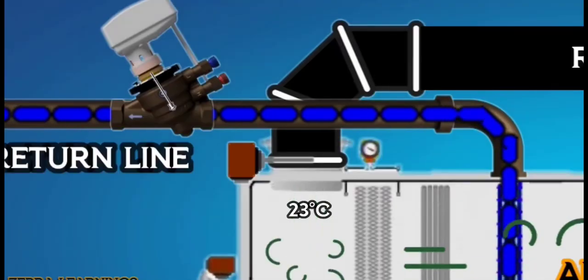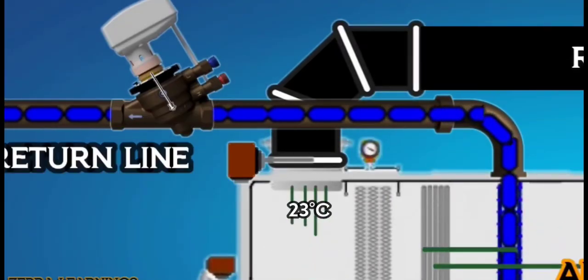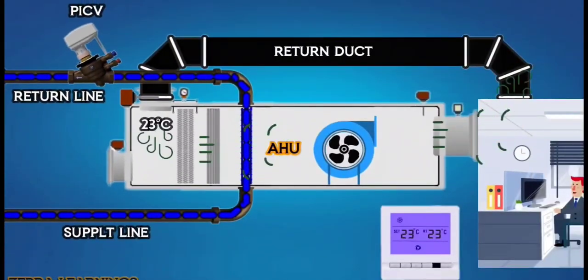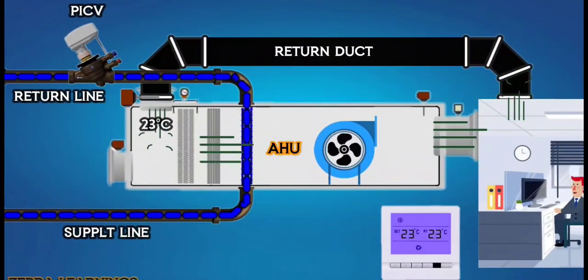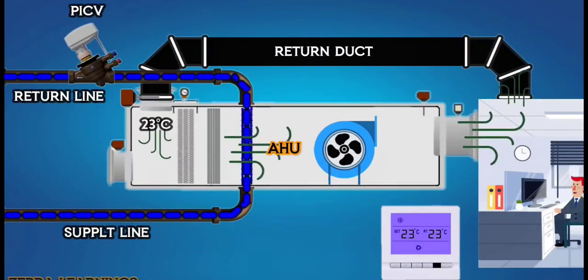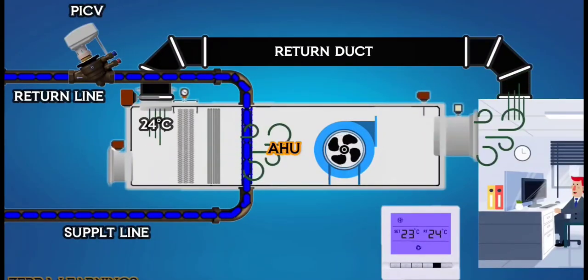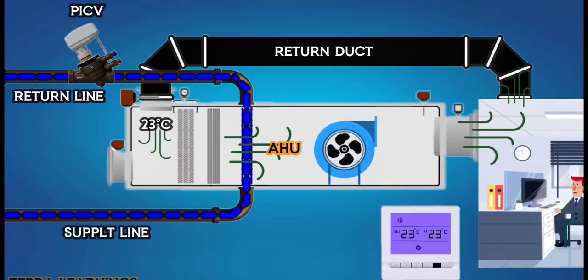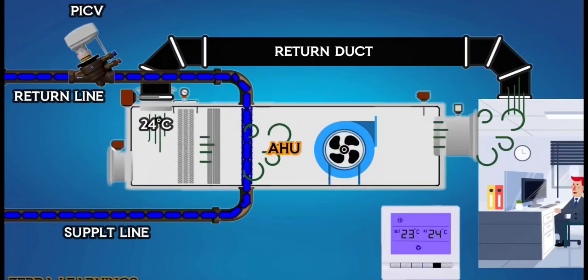We saw in the last video that when the room temperature reaches the set point, the PICV closes and the water flow stops in the cooling coil. After the PICV is closed, the pressure in the pipeline increases as the pump continues to run. We are going to see how the increased pressure is controlled by two-way valve and three-way valve.